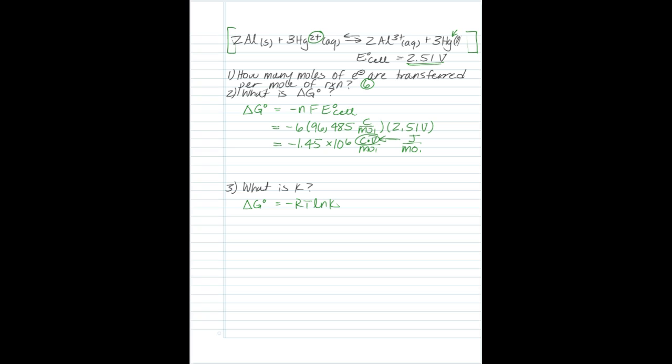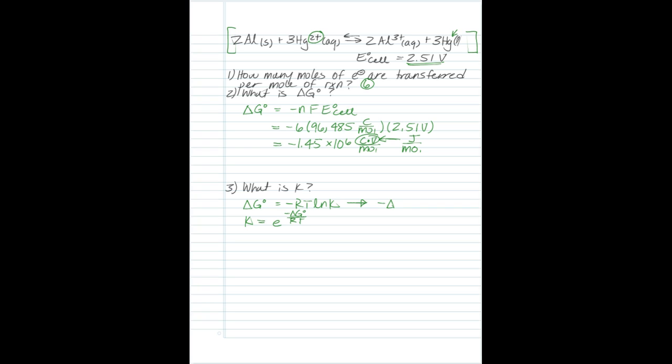And this is an equation that we learned in chapter 14. So we're just applying it to this situation where we just happened to have used the cell potential to figure out delta G. What we have to do is rearrange this equation to isolate K. And if you do that, you get K equals e to the negative delta G naught over RT. How did I get there? Well, I start by dividing both sides by negative RT.